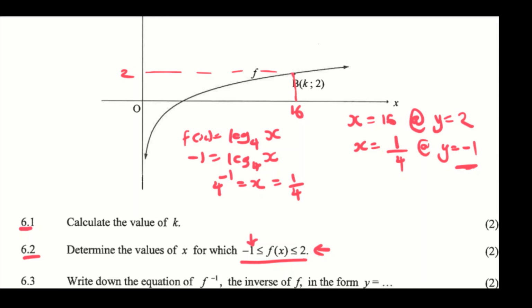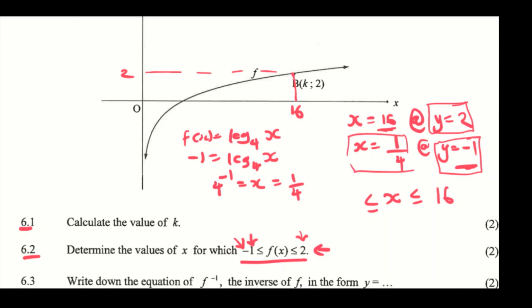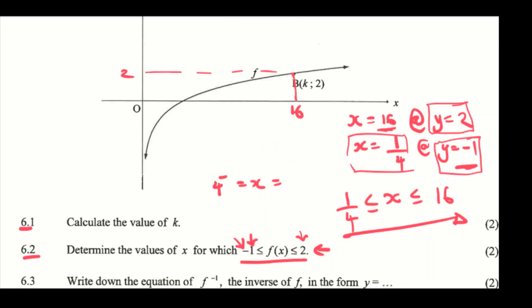So that's how we're going to write. So we can write our restriction like this, which means when y is equal to 2, which is this value here, x is equal to 16. So you're just going to write 16. And then when y is equal to minus 1, which is this minus 1 here, x is equal to 1 over 4. So you're just going to write 1 over 4. So this is the answer that we're looking for here. Okay, so we are done with this one here.